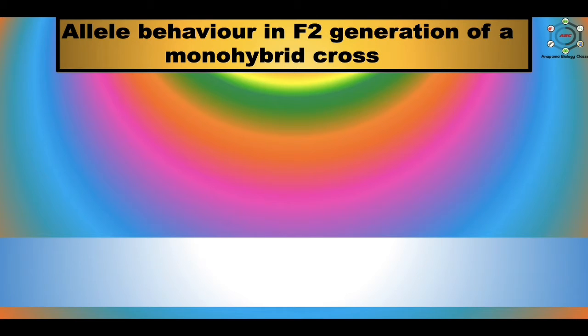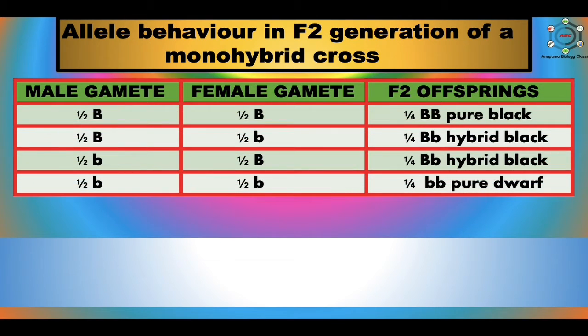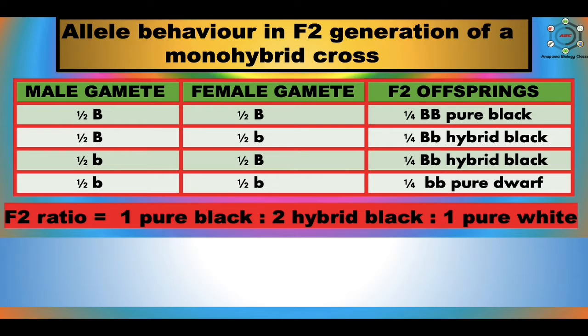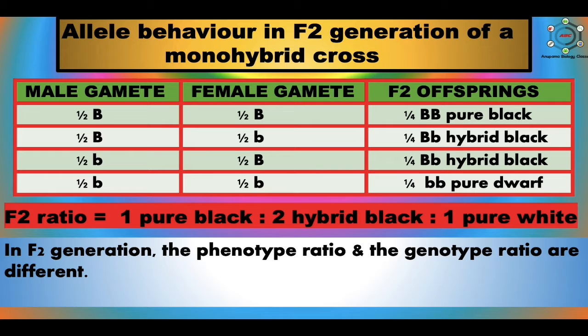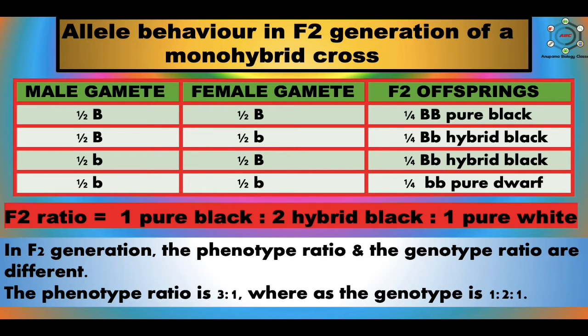So, the allele behavior in the F2 generation of a monohybrid cross: here it shows the allele distribution into gametes and how they come together in the offspring. A gamete receives only one of the two factors of a trait. Therefore, 50% of the male and female gametes formed in F1 get the factor or gene for black hair and the other 50% get the factor or gene for white hair. Because of this, the F2 ratio is 1 pure black, 2 hybrid black and 1 pure white. In the F2 generation, the phenotype ratio and the genotype ratio are different. The phenotypic ratio is 3:1 whereas the genotypic ratio is 1:2:1.